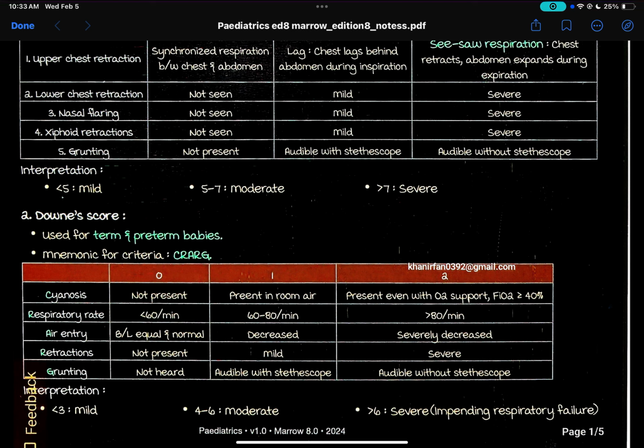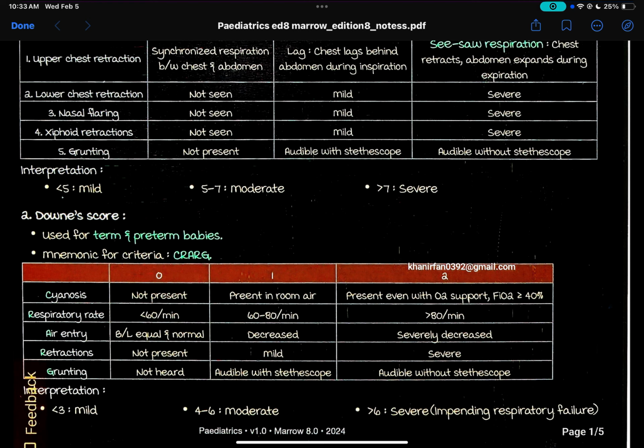But 2 is the most severe. So if cyanosis is present even with O2 support, that is FiO2 more than 40%, then the score is 2. If the respiratory rate is more than 80, then the score is 2. If air entry is severely decreased, then the score is 2. If retractions are severely seen, then the score is 2. And if the grunting is audible without a stethoscope, then the score is 2.